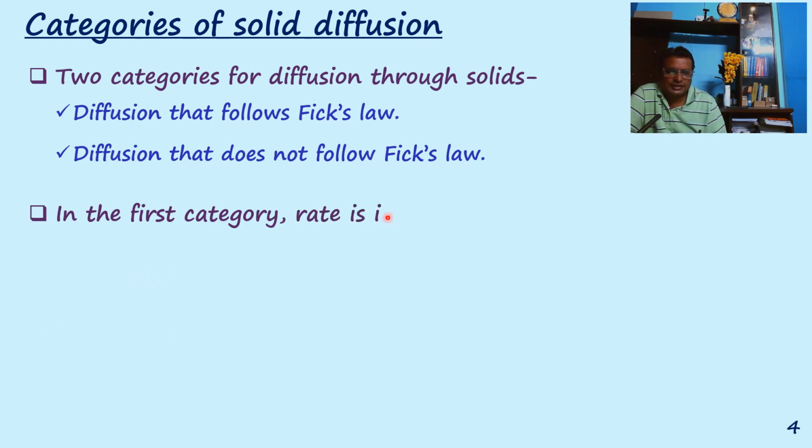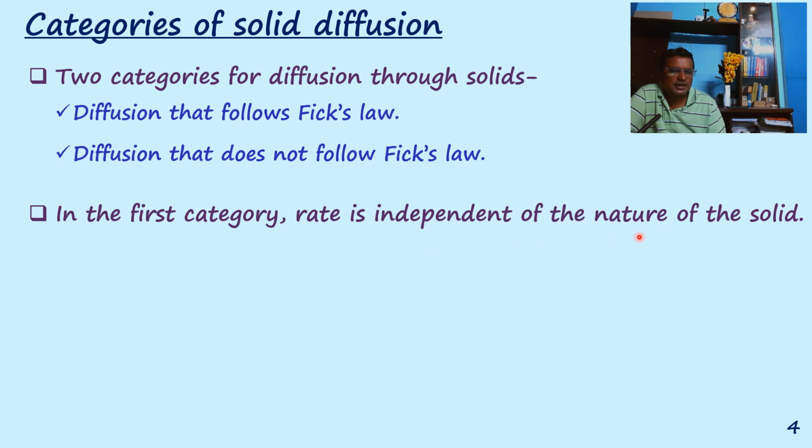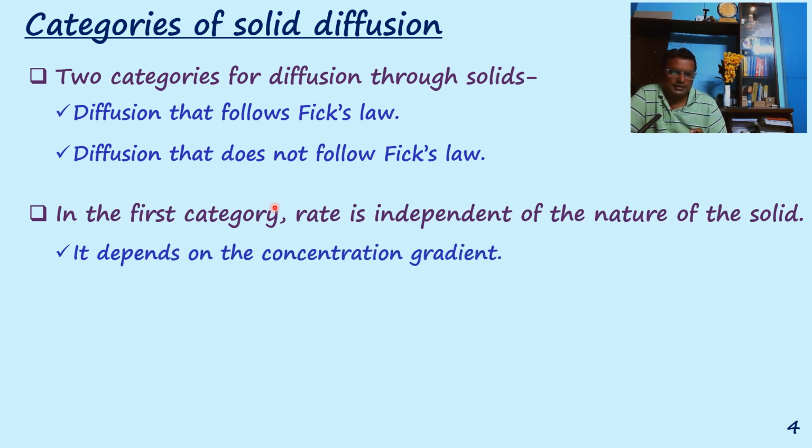In the first category, you have rate of diffusion that is independent of the nature of the solid. The rate depends on concentration gradient. So whatever may be the solid, rate will always depend on concentration gradient. To be more precise, rate will be directly proportional to the concentration gradient. Okay. So in first category, where Fick's law is followed, rate of diffusion is independent of the nature of the solid. It depends on the concentration gradient.